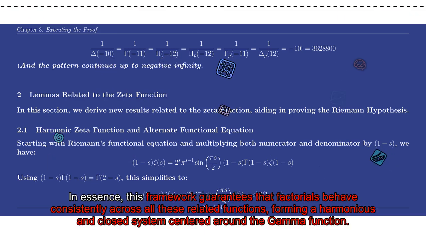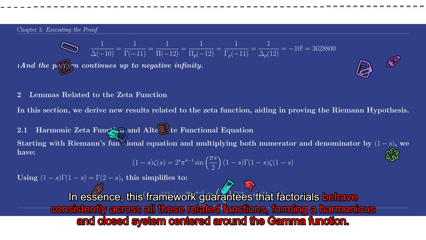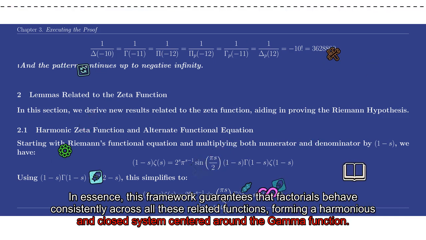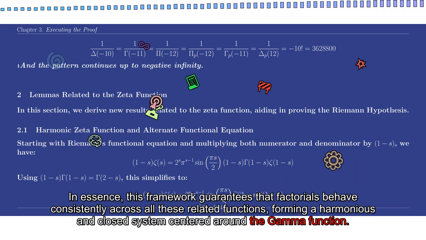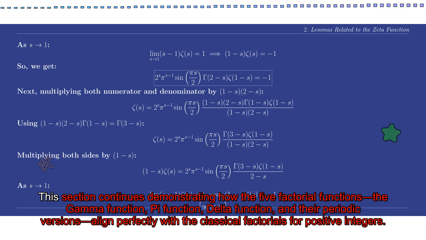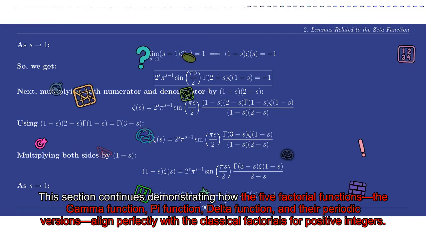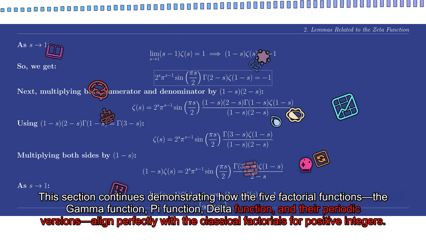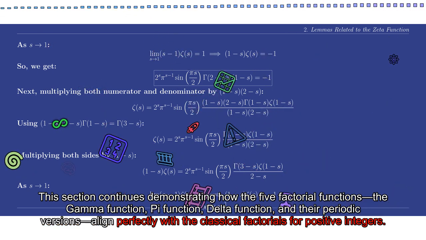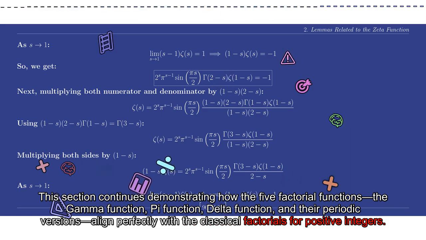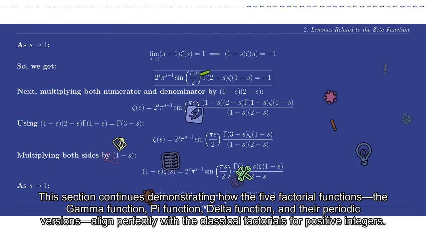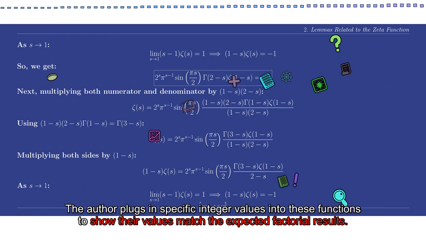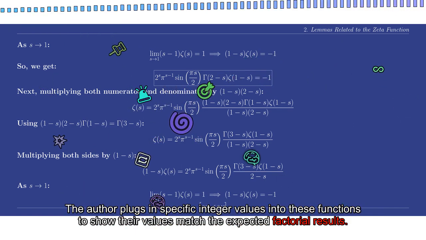In essence, this framework guarantees that factorials behave consistently across all these related functions, forming a harmonious and closed system centered around the gamma function. This section continues demonstrating how the 5 factorial functions, the gamma function, pi function, delta function, and their periodic versions, align perfectly with the classical factorials for positive integers. The author plugs in specific integer values into these functions to show their values match the expected factorial results.